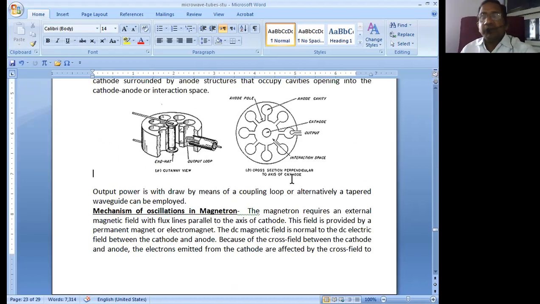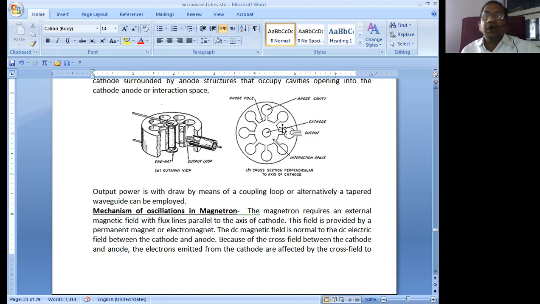We discussed the basic construction of the magnetron. This is the top view of a magnetron, which you can see. You have the external periphery, which is cylindrical in shape, known as a cylindrical magnetron. The cylindrical magnetron has the anode cavities. A cavity means an empty space. This is an 8-cavity magnetron shown here, and these are the anode cavities.